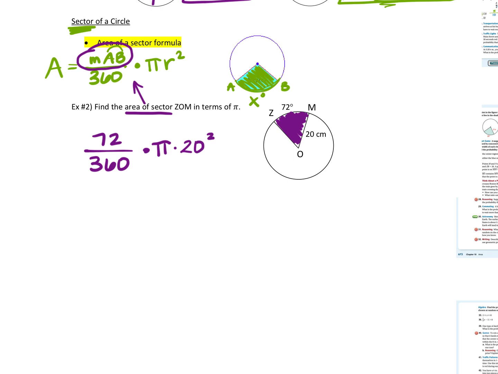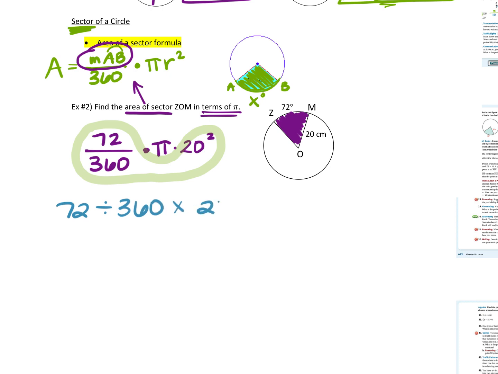Now here's the deal. It asks you to leave it in terms of pi. What does that mean? Not to leave the pi there, but to leave the pi in your answer. So here's what you're going to do. You're going to plug this into your calculator, okay? You're going to type it in like this: 72 divided by 360 times 20, and then that squared button, x to the second power. Plug that in real fast.